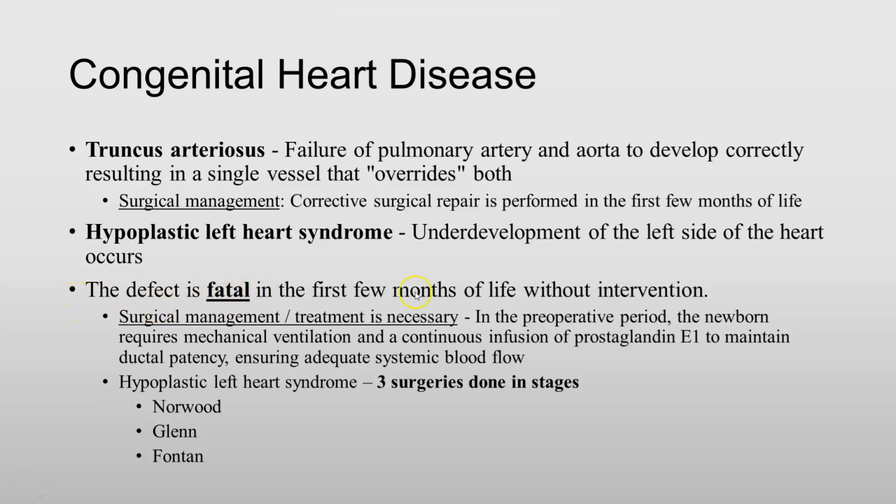The defect is fatal in the first few months of life without intervention, and usually that intervention is going to be surgical management. We can certainly have them on a ventilator, and we can be giving them prostaglandin to maintain that patent ductus arteriosus. But we just want to make sure that we have the ability to maintain adequate oxygenation and adequate perfusion. And again, you see this 3 surgeries. I don't expect you to know it's the Norwood, it's the Glenn, the Fontan. It's hypoplastic, so there's our T, plastic, left heart syndrome. It requires surgery, and it's a process of 3 surgeries.